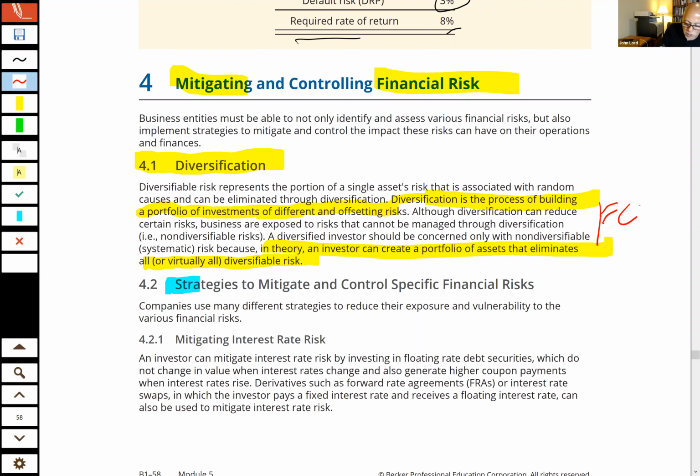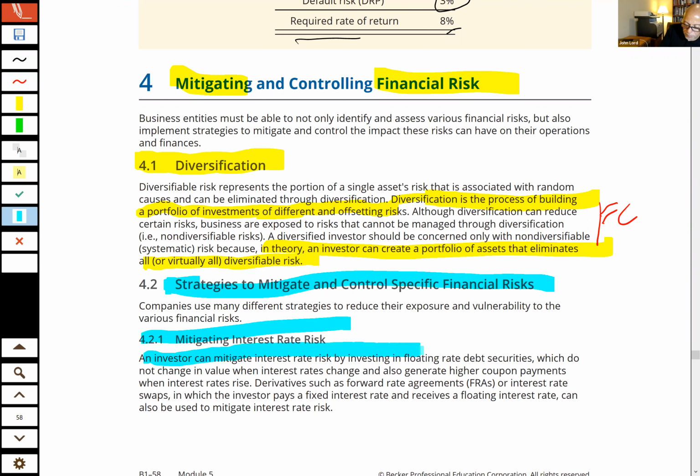Okay, now strategies to mitigate and control specific risk. And so let's take a look. We talked about interest rate risk. Okay, an investor can mitigate interest rate risk by investing in floating rate debt securities, which do not change in value when interest rates change, and also generate higher coupon payments when interest rates rise.